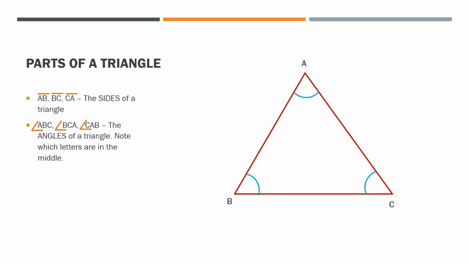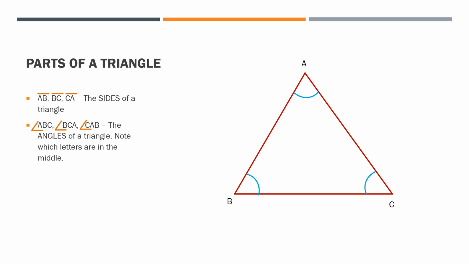ABC, BCA, CAB. These are the angles of a triangle. Note which letters are in the middle. In the first one, ABC, B is in the middle. So we are talking about the angle which is at the point B. Similarly, BCA, C is in the middle. So we are talking about the angle which is present at the point C.